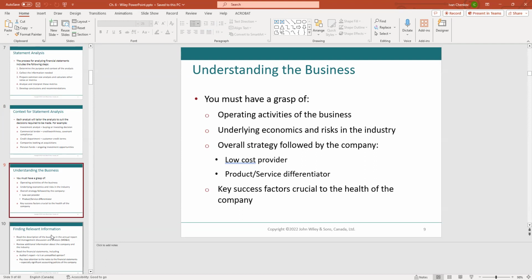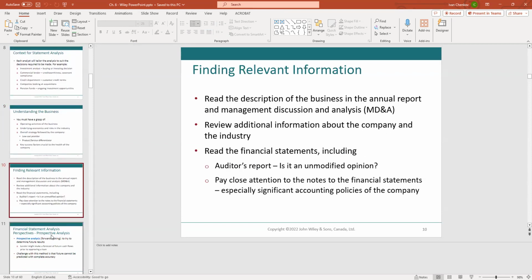Then find out what kind of strategy the company is using. Are they an exceptional company, or are they focusing on lowering costs? Find out what the key success factors are for that company. Once you have that, then you have to do a little bit more.